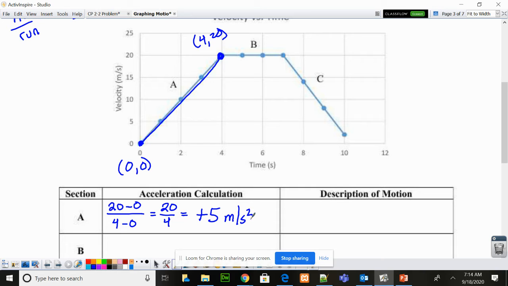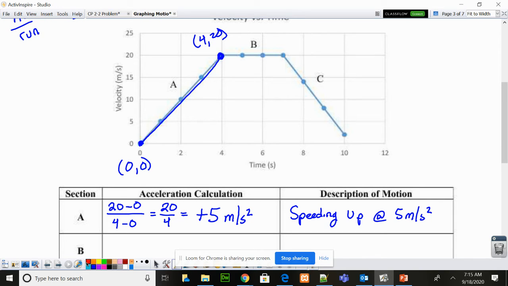Now, I have a positive velocity here at 0, but then it's at 1, 2, 3, 4, 5, 6, 7, 8, 9, 10, all the way up until I get to 20. So I have a positive velocity and I have a positive acceleration. So since I have a positive velocity and a positive acceleration, I must be speeding up at 5 meters per second squared.